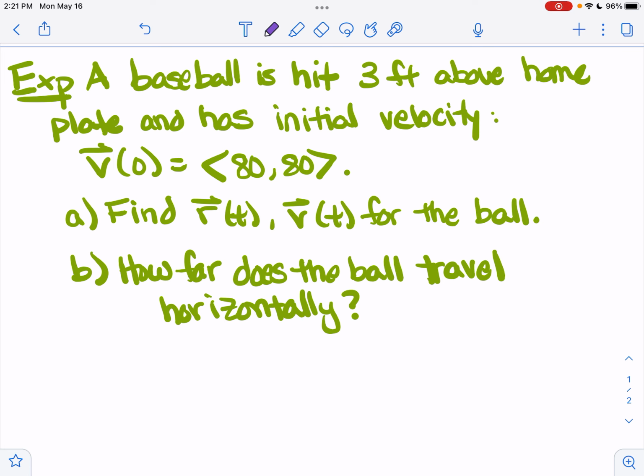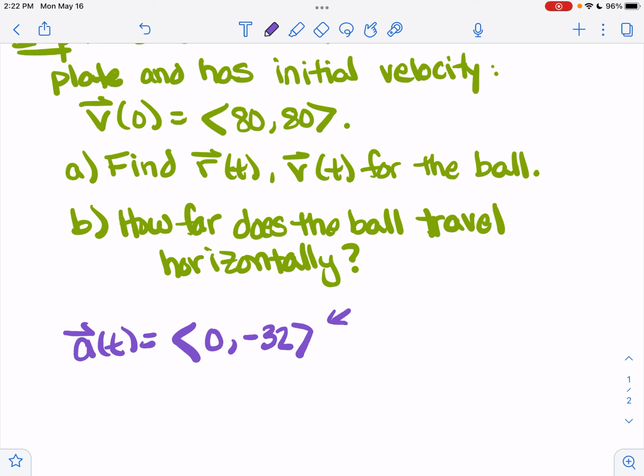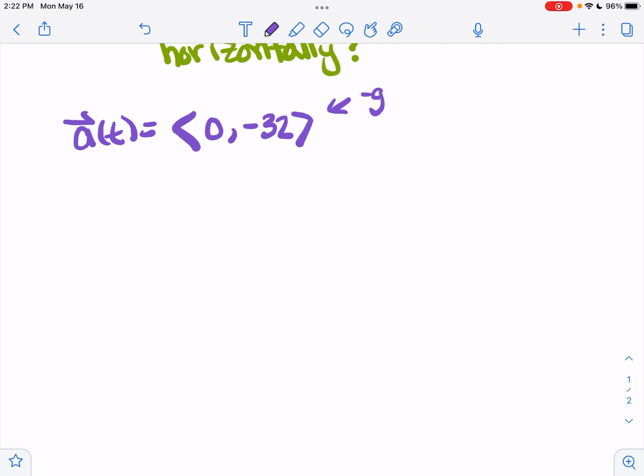So what do we do? Well, we start with what we know, and what we know is the acceleration of the ball is 0 horizontally and minus 32 feet per second squared vertically. That's just the acceleration due to gravity. That's the negative gravitational constant in feet per second squared. So we have our acceleration. Now we know velocity is the integral of acceleration.